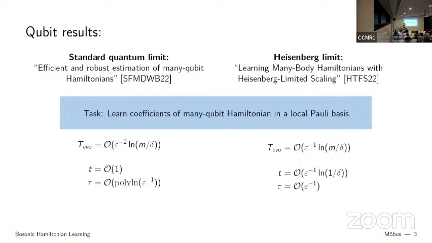In the case of the Heisenberg limit, or the Heisenberg scaling, you have epsilon to the minus one. So this is called Heisenberg scaling. But on the other side, you also have some other parameters.